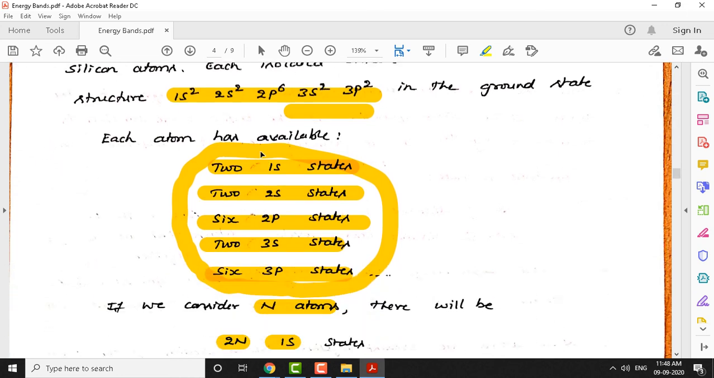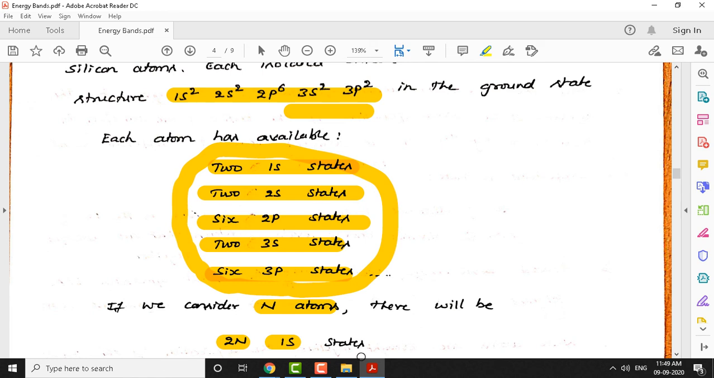Now for an individual atom, you can see that there are two 1s states. That means this 1s state can hold 2 electrons, and the 2s state can hold 2 electrons. The 2p state can hold 6 electrons in all three directions. 2p can be further subdivided into 2px, 2py, 2pz, and each holds 2 electrons.